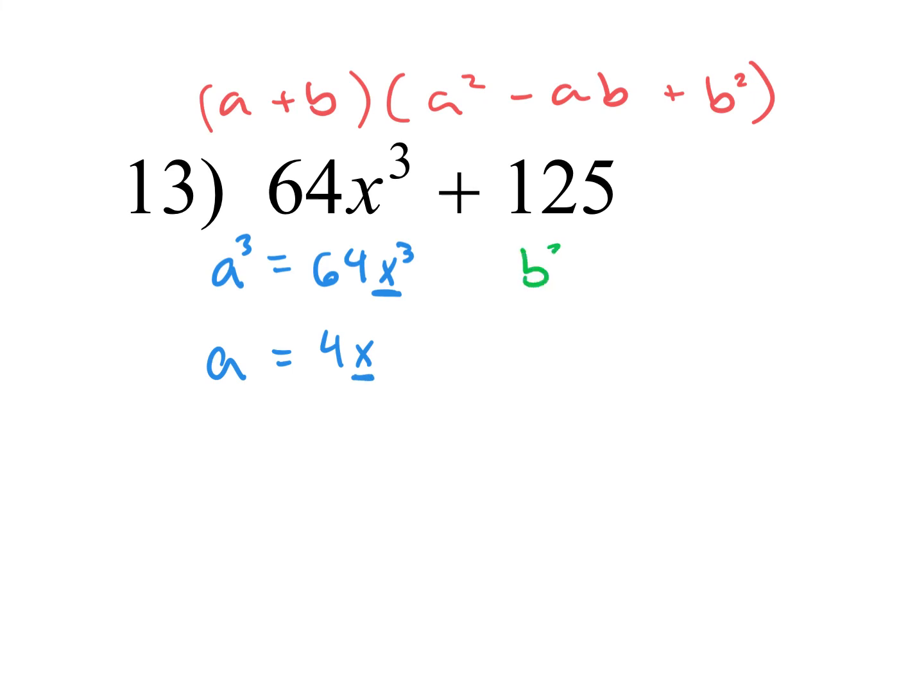Next, I have b cubed. B cubed is 125. So then what is just b? 5. Perfect, because 5 cubed gives me 125. So everywhere I have an a, I plug in 4x. And everywhere I have a b, I plug in 5.